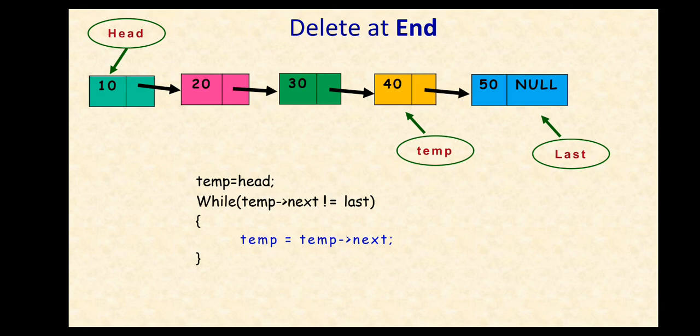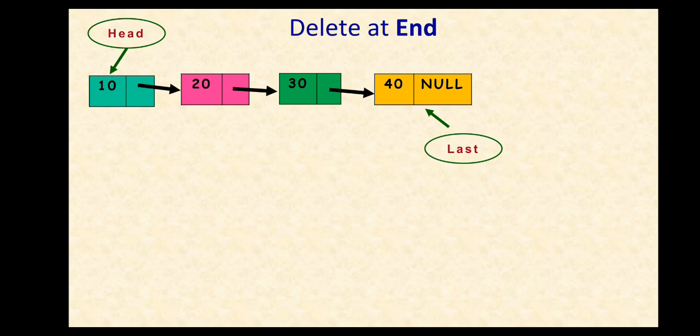I already kept null in the address part of the fourth node, so the fourth node is the last node itself. So this is the code to write to realize the deletion of the last node. So temp next is equal to null, and now the node pointed to by temp is the last node. So I write last is equal to temp. So logically the last node is removed.